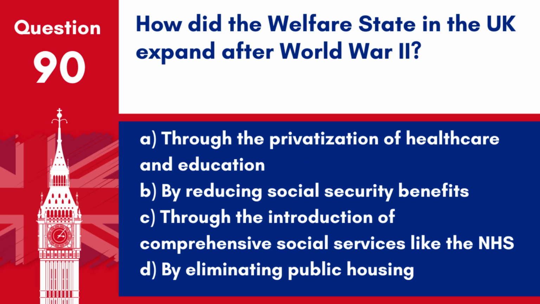Question 90. How did the welfare state in the UK expand after World War II? A. Through the privatisation of healthcare and education. B. By reducing social security benefits. C. Through the introduction of comprehensive social services like the NHS.